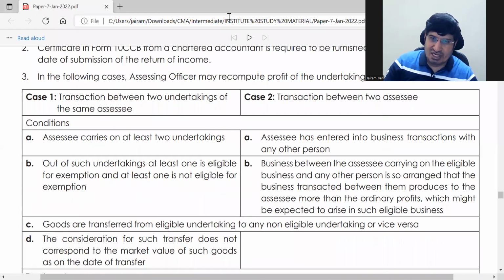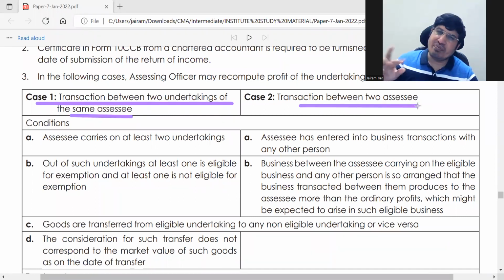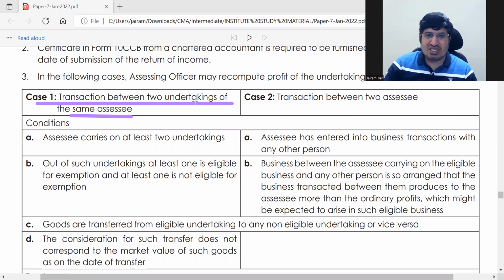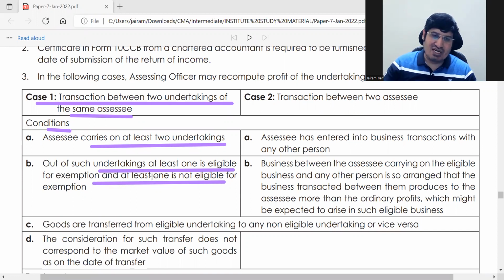So first, let us see case 1. Case 1 is transaction between two undertakings of the same SSC. Case 2 is transaction between two independent SSCs. That we will see next. Let us see case 1. Transaction between two undertakings of the same SSC. The condition says he has at least two undertakings. One is eligible and at least one is not eligible under 80IA. So for one it is eligible, for one it is not eligible. See what they will do normally. Okay, मैं आपको बताता हूँ.